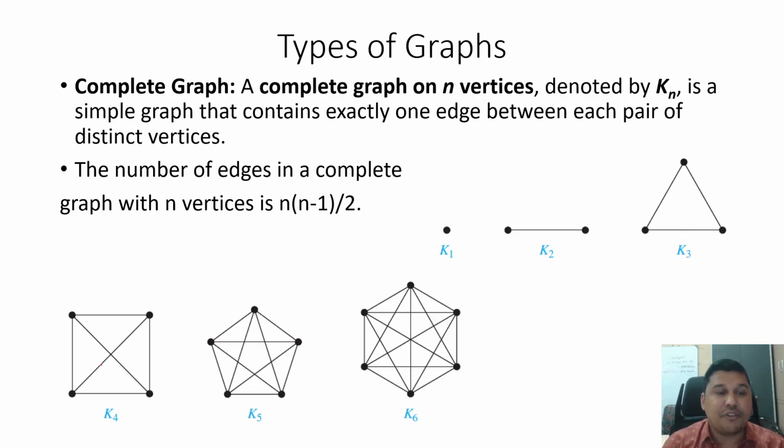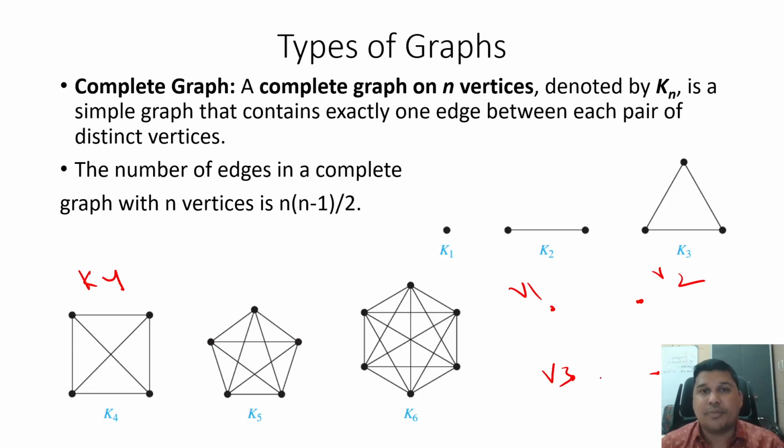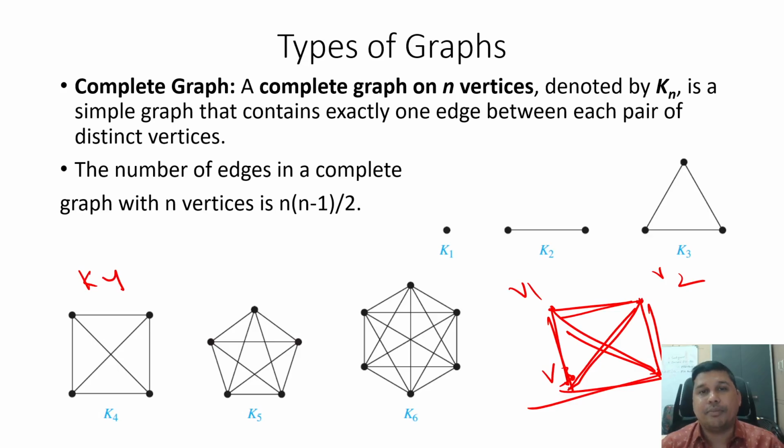Okay, let's see K4. K4 indicates there are 4 vertices v1, v2, v3, v4. There is an edge from v1 to all the other 3: v1 to v2, v1 to v3, v1 to v4. In the same way from v2 to v1, v2 to v4, v2 to v3. Then from v3 to v1, v2 and v4. From v4 to v1, v2 and v3. So this is called a complete graph. If there is exactly one edge between each pair of distinct vertices, then we say the graph is a complete graph.